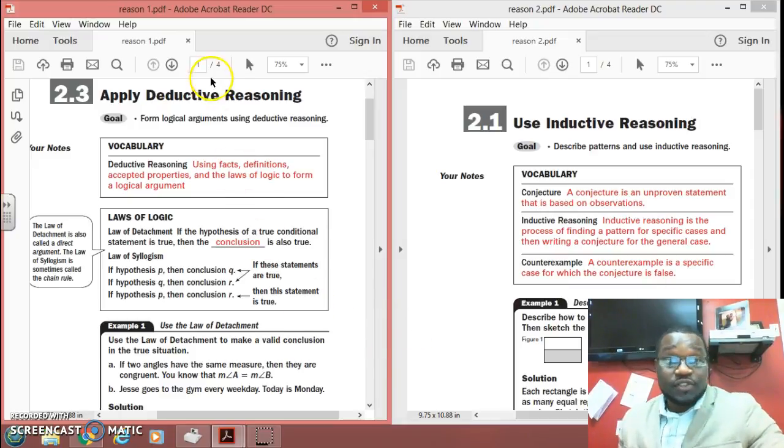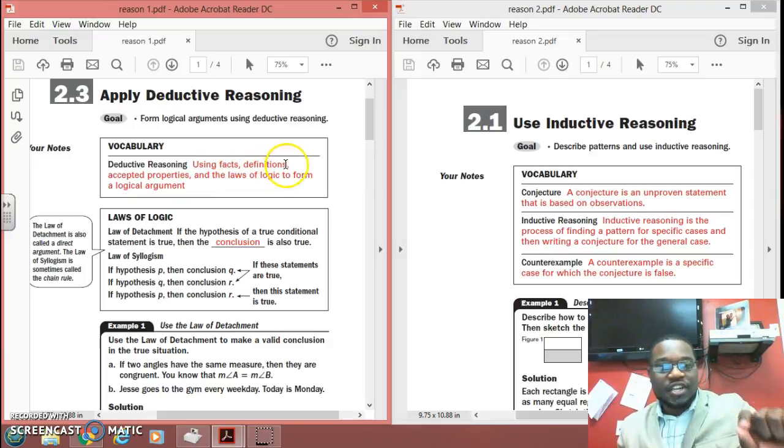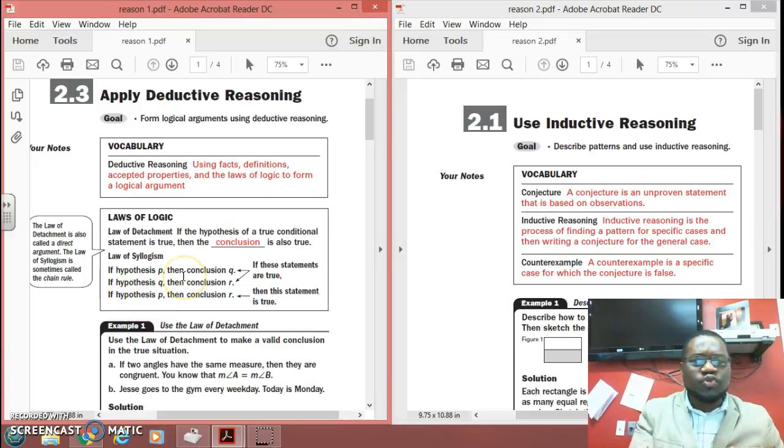Okay, back to this. Deductive reasoning is, again, the idea that I'm using facts. I'm not using some idea, something that's not true. Facts, definitions that are proven, accepted properties, and the laws of logic to form a logical argument. That's deductive reasoning. So it's all based on facts and stuff that's already been proven.